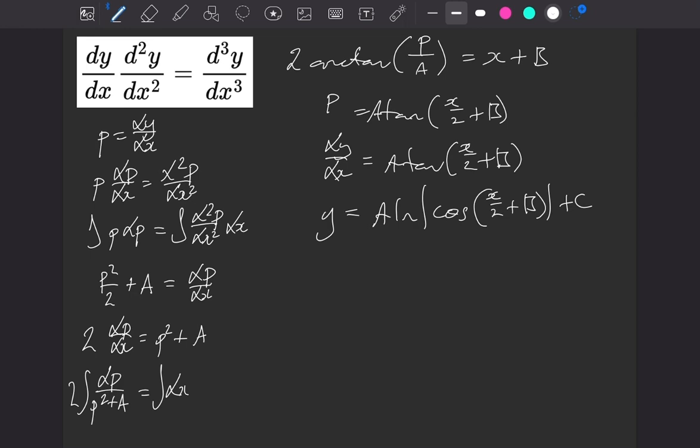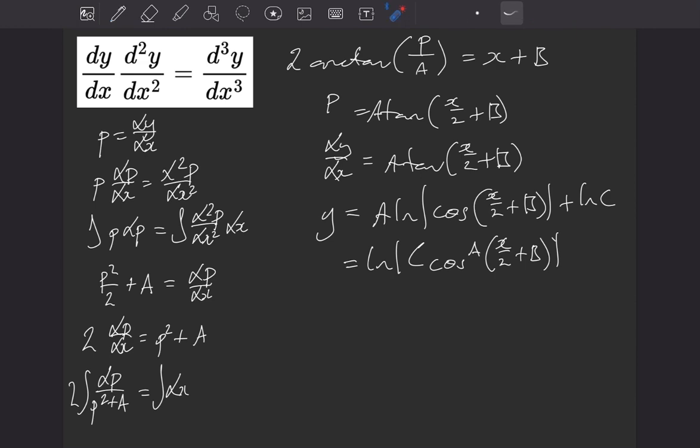But what we can do instead is write that constant as log of c. And now if we use the log laws, we can rearrange the first term to put a as the power, so the natural log of cos to the power of a of x over 2 plus b. And our log of c, we can combine again into one single log, so having the c at the front there. So what we end up with is our final answer is the natural log of some multiple of some power of cos of x on 2 plus some constant.